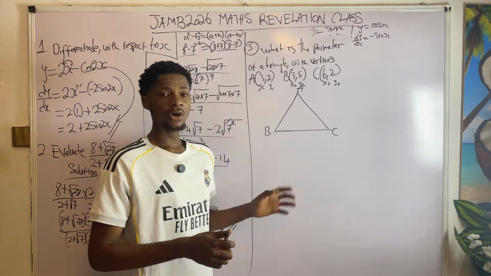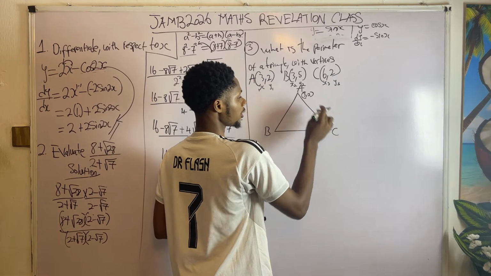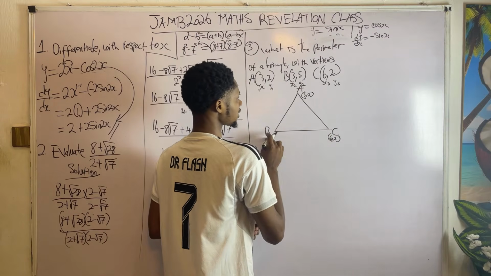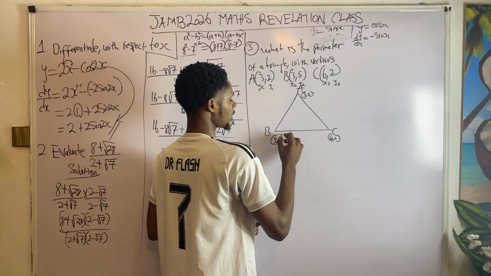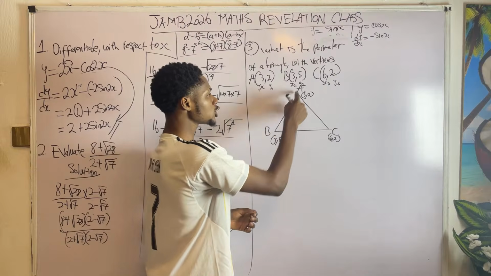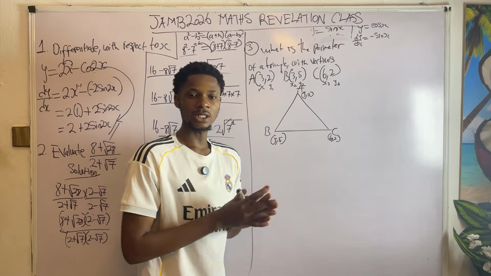Now we're having various coordinates. For A, we're having 3, 2. For vertex C, we're having 6, 2. And for vertex B, we're having 3, 5. Now to solve this, you simply use the distance between 2 points. That is, we get the distance between each pair of points, and then sum it up.